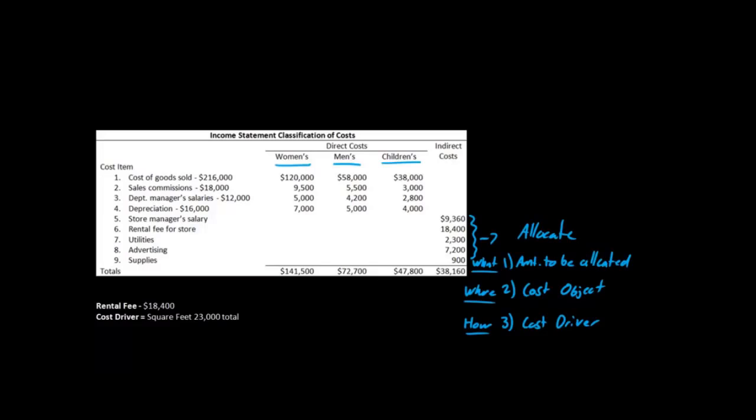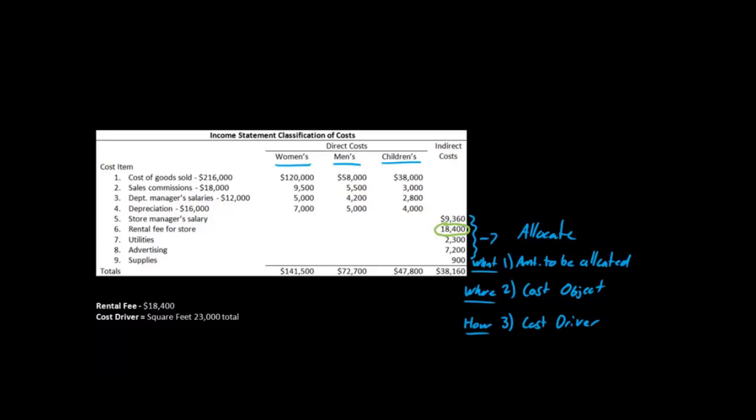So we have the what that we are trying to allocate, the where we're going to allocate, and the third one is how do we allocate it. And we're going to allocate it based on its cost driver. Okay, so we're going to allocate the cost based on what's driving the cost. That's the best way. We will talk about how to select the best cost driver in more detail in the next video. So let's look at an example of how we could actually do this. Let's start with the rental fee of the store. It's $18,400. How do we allocate this across the three departments?